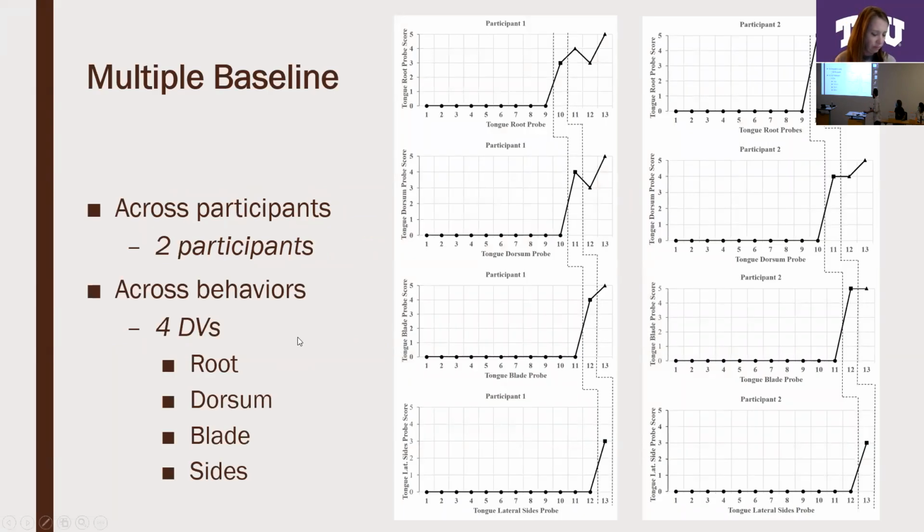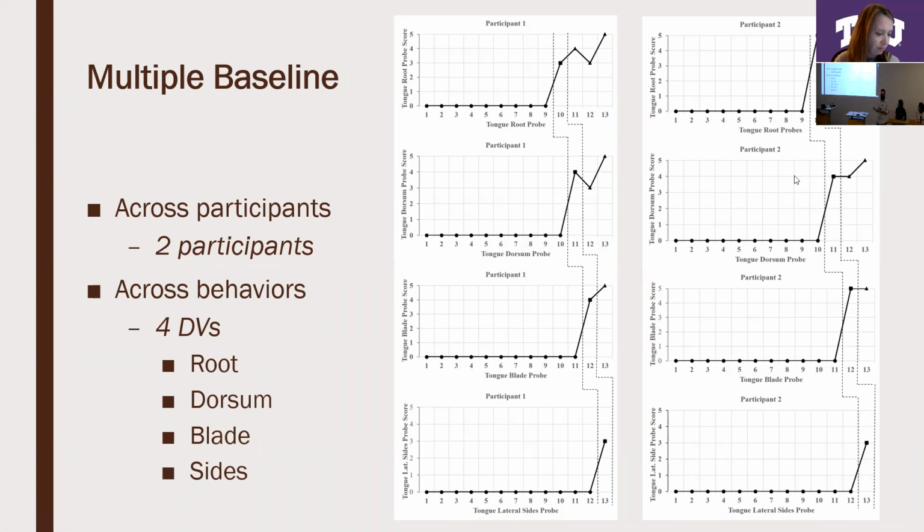Okay, so I did a multiple baseline design across participants and across behaviors, meaning, because I had 4 dependent variables, that's why I did across behaviors. So for each behavior, or each independent variable, I'm looking at it in terms of each tongue section.